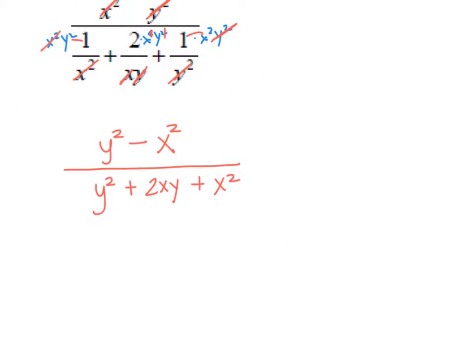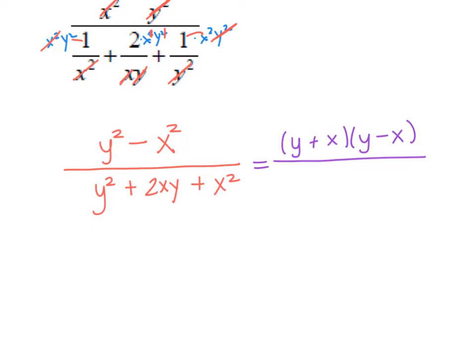We want to see if there's any factoring we can do. We got two terms with subtraction. This is a squared term, that's a squared term, so this is our difference of squares. It's going to factor into (y plus x)(y minus x).